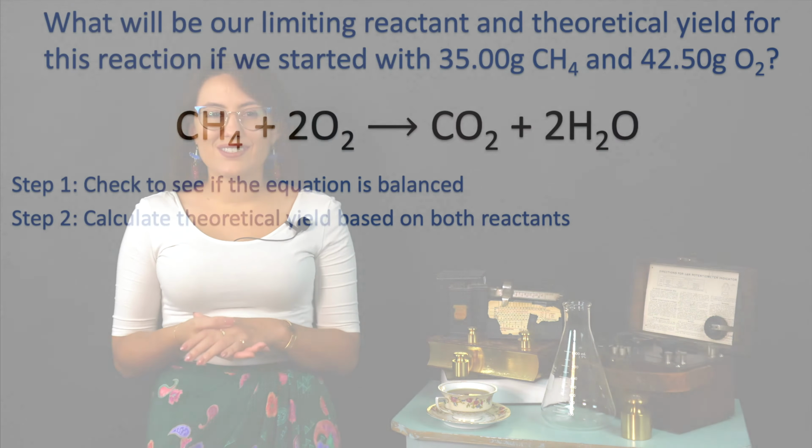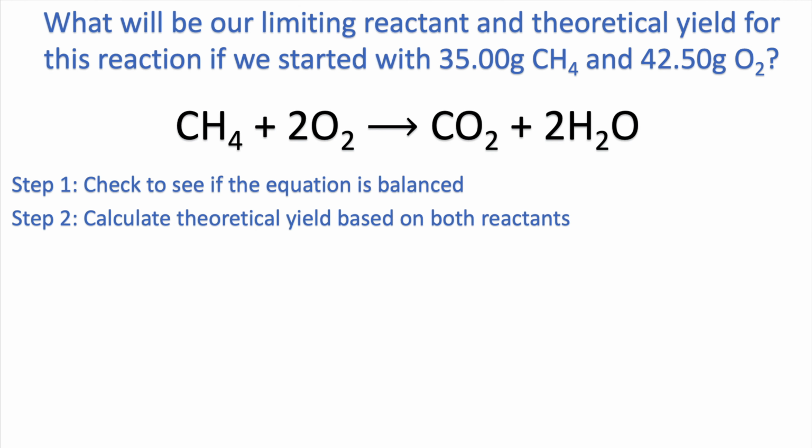Let's now apply this to our previous example with the combustion of methane, but now we are starting with 35 grams of methane and 42.50 grams of oxygen gas. What will be our limiting reactant and theoretical yield for this reaction? Once again, we need to make sure we are starting off with a balanced chemical equation. Notice that we do not know which of our reactants is limiting and which is present in excess.